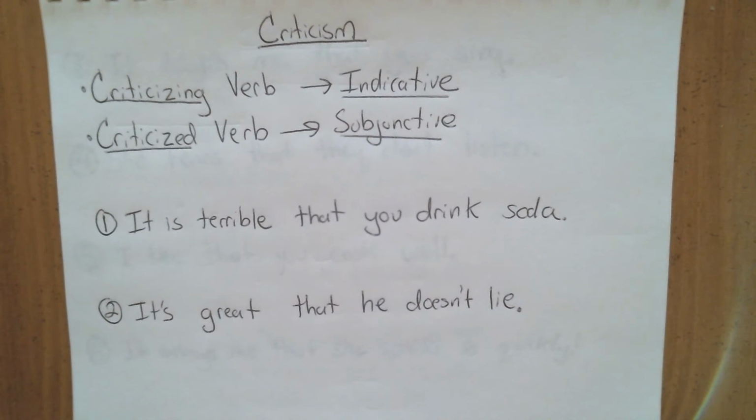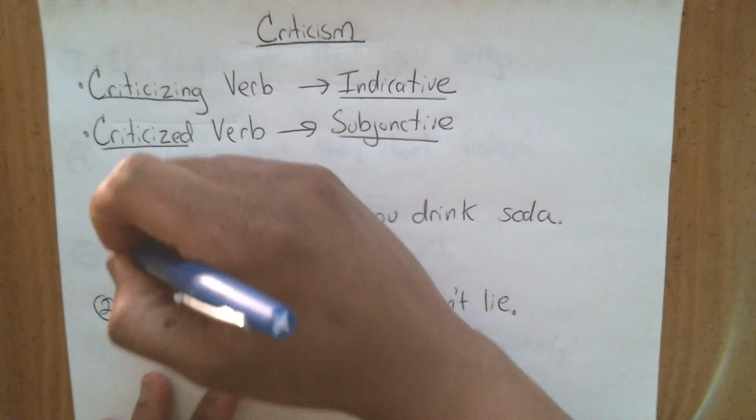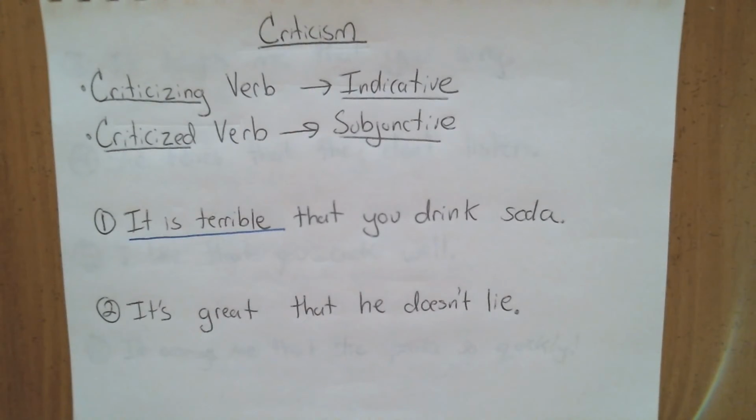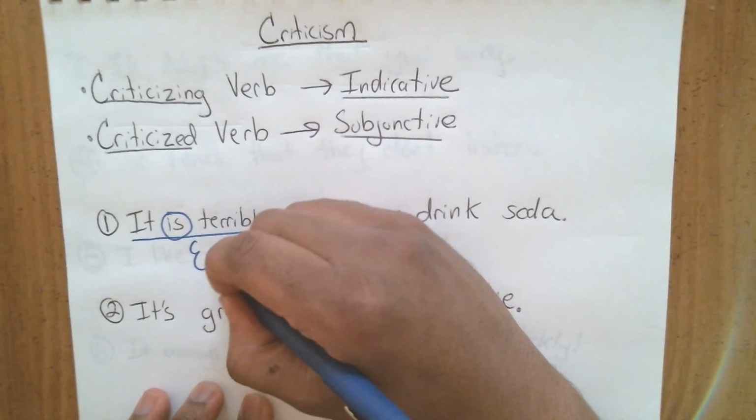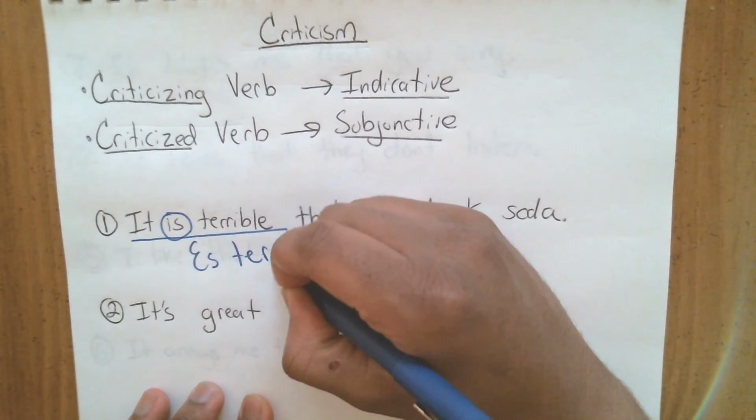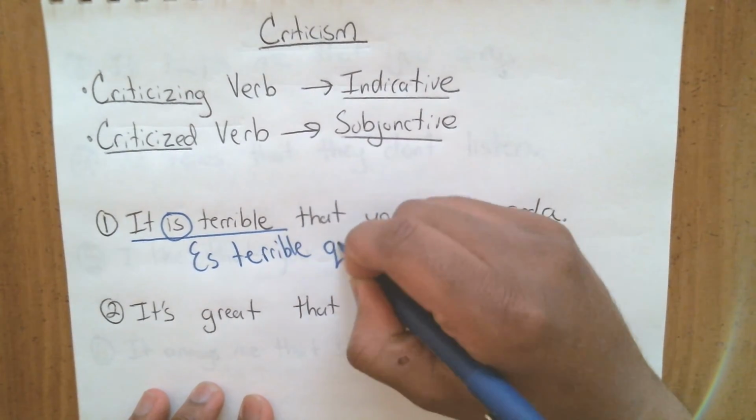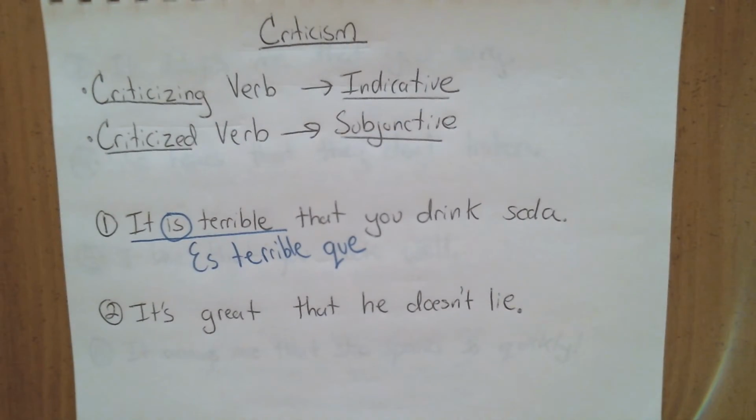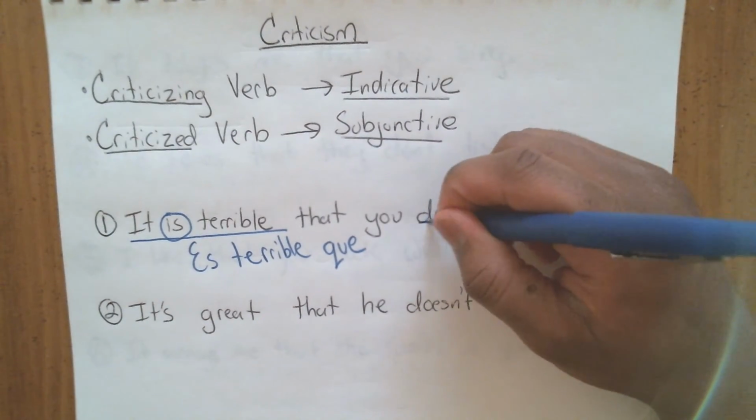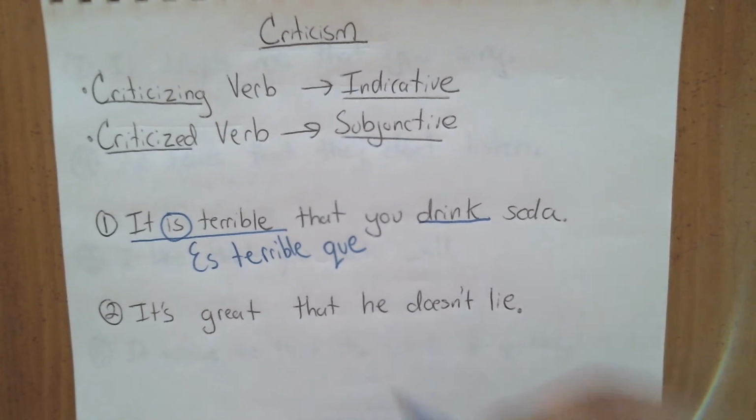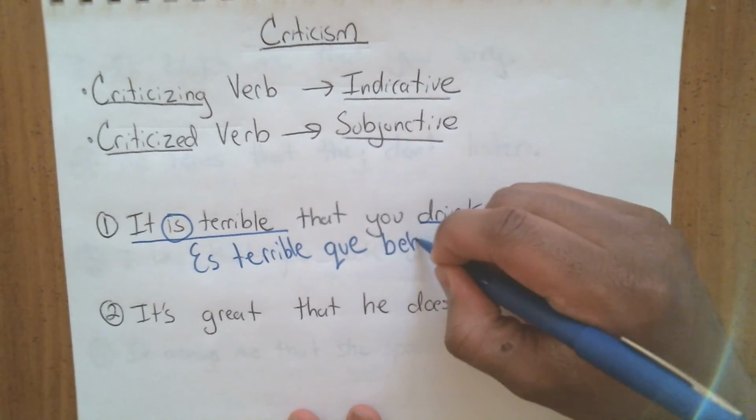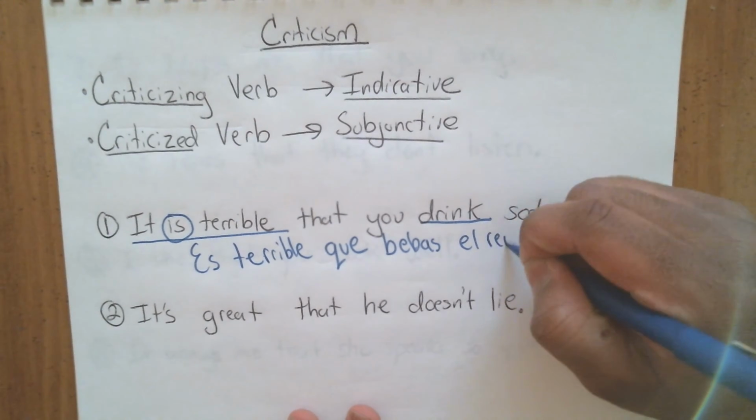It is terrible that you drink soda. I am criticizing what you do. I am saying it is terrible what you do. Now the it is terrible, that is my criticism. It actually is terrible. That's a fact. So you would just say es terrible que. Pretty simple. No trick there. It's terrible that you drink soda. Now, this is the verb that I am criticizing. So this verb is going to be in the subjunctive. Es terrible que bebas el refresco.